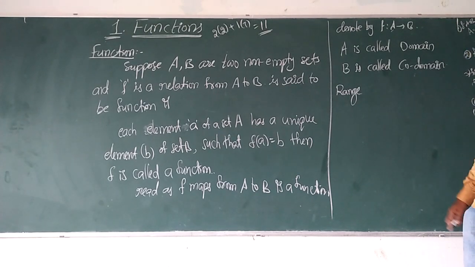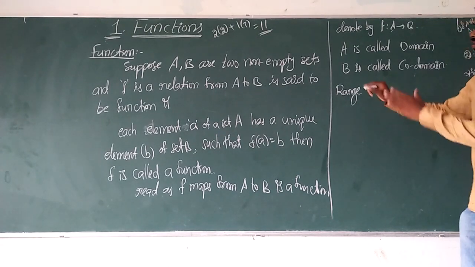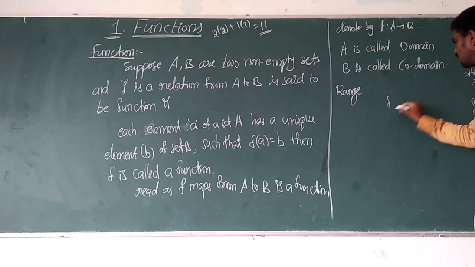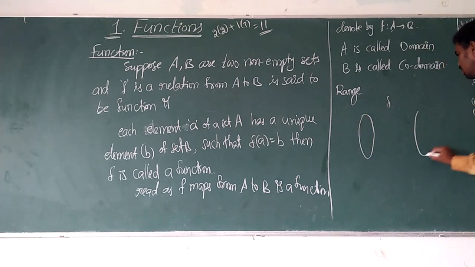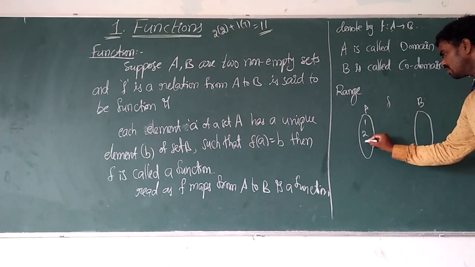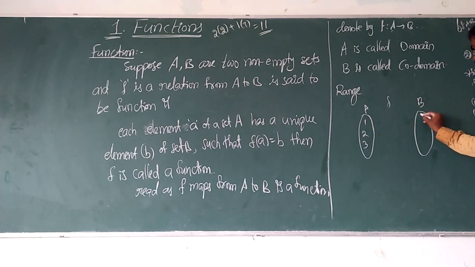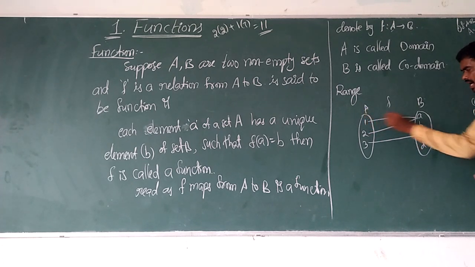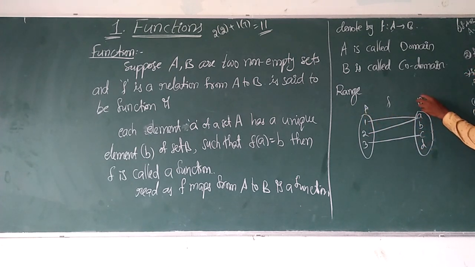Second one is range. For example, f is a map from A to B. Suppose the elements in A are 1, 2, 3, and the elements in B are A, B, C, D. 1 maps to A, 2 to A, and 3 to C. This is a function. See, every element of set A has a unique element from B.